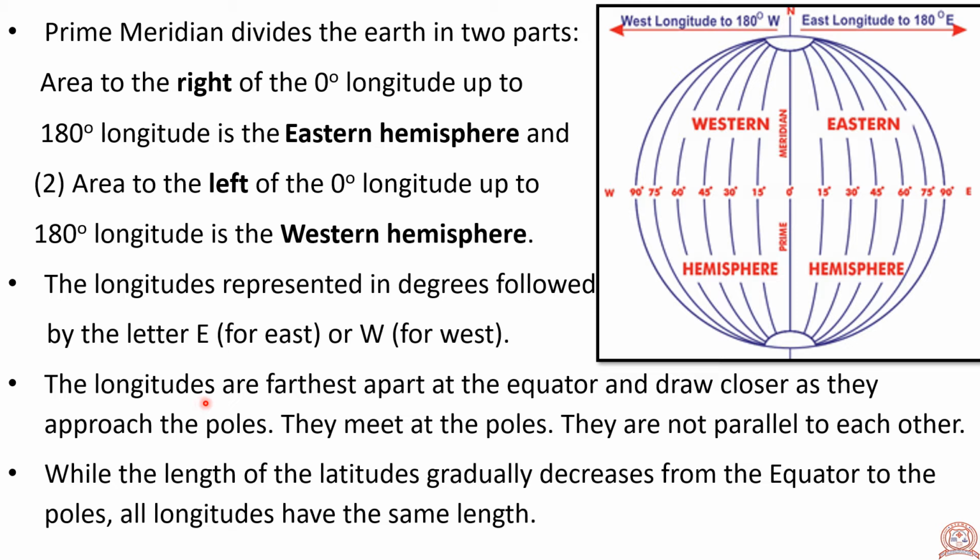The longitudes are farthest apart at the equator and draw closer as they approach the poles. They meet at the poles. They are not parallel to each other. The length of a longitude gradually decreases from the equator to the poles. But all longitudes have the same length.